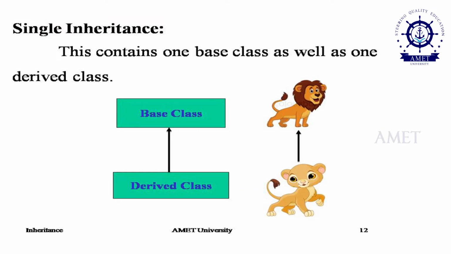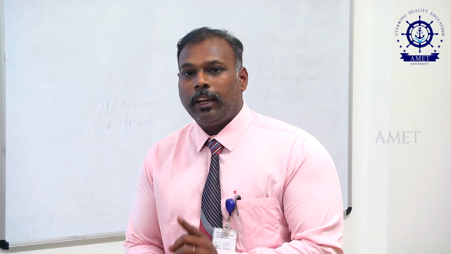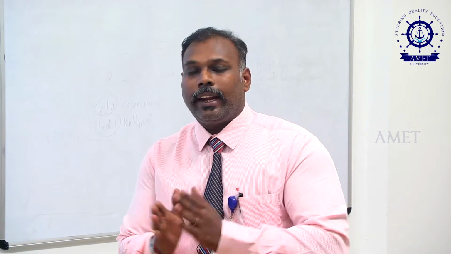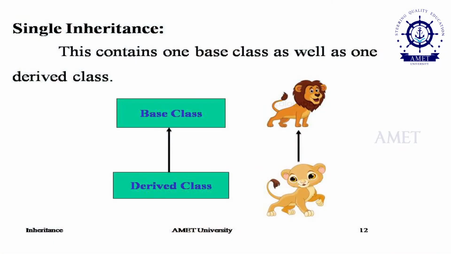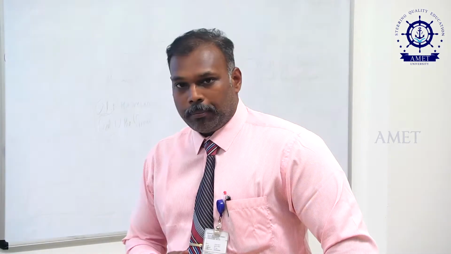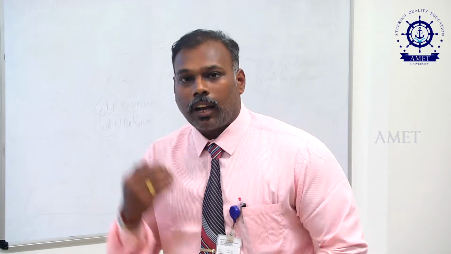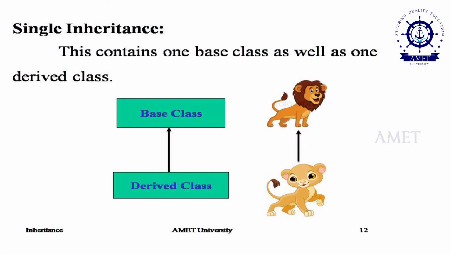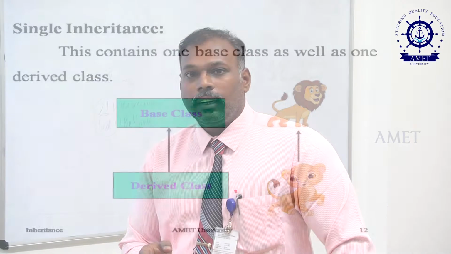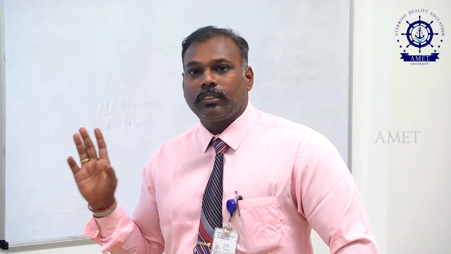Single inheritance. As the name itself reveals, it is single. Single in the sense of one base class and one derived class. So the entire program consists of one base class and one derived class. For example, a lion and a cub is the best example. Lion is the base class and the cub is the derived class, because the cub is going to derive some of the features from its father, the lion, and it also has its own unique features in addition. This is the base class and derived class of single inheritance.